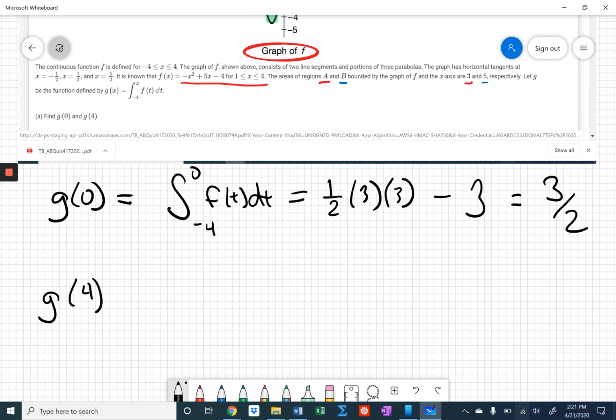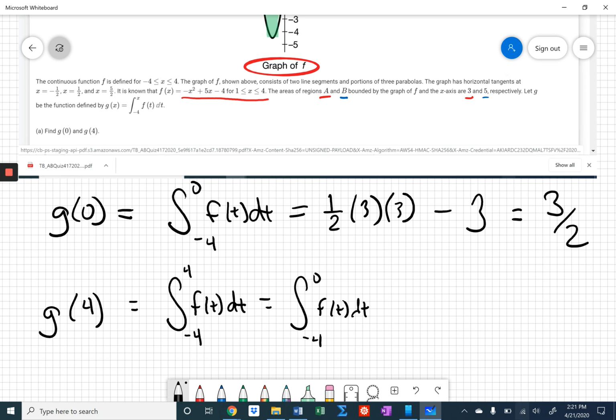Now, for g of 4, you need to, again, use the definition. You have the definite integral from -4 to 4 of f of t dt. And then, they like to do this. They like to layer questions in there, so you have to use what you've already done. So you know that this is going to be the definite integral from -4 to 0 of f of t dt. Okay, we just found that, so you're going to use that value.